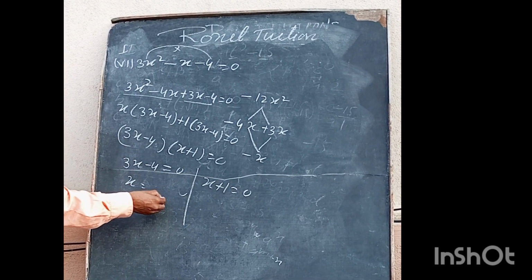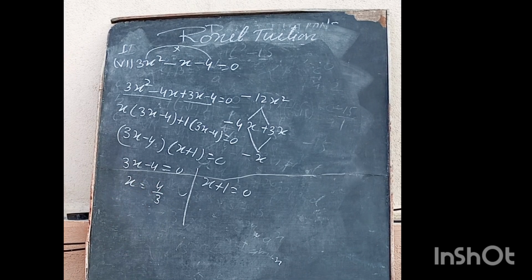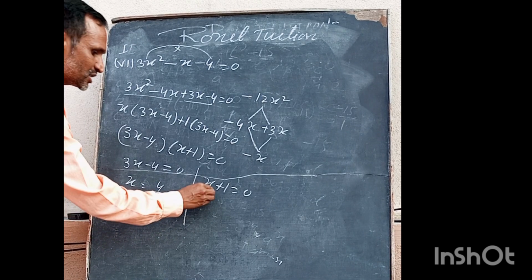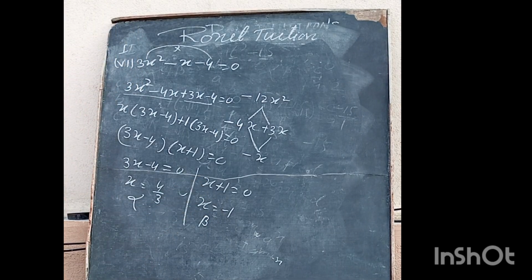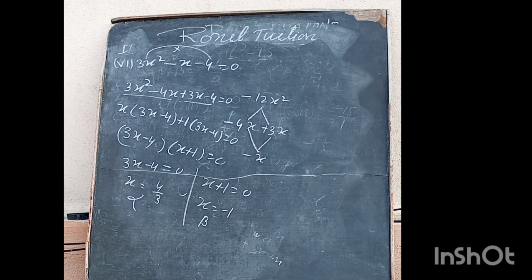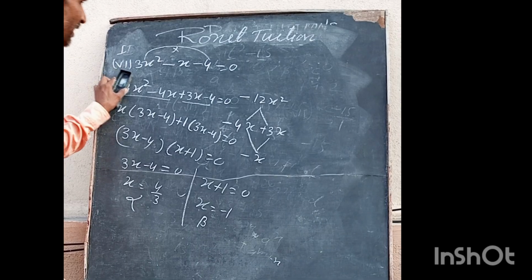Now in this one, x is equal to what? This 4 will go to that side, so it becomes 4 by 3. This is called alpha. And in the other, x is equal to minus 1. This is called beta. Now we are going to verify the relationship between them. Now finding the relationship.